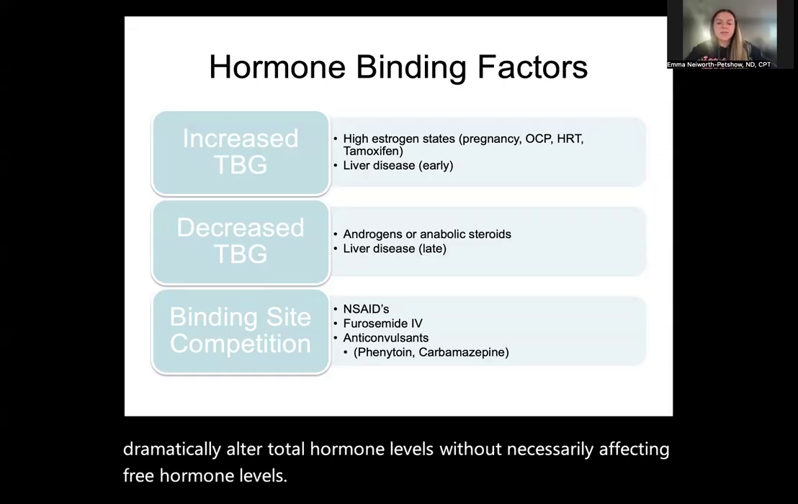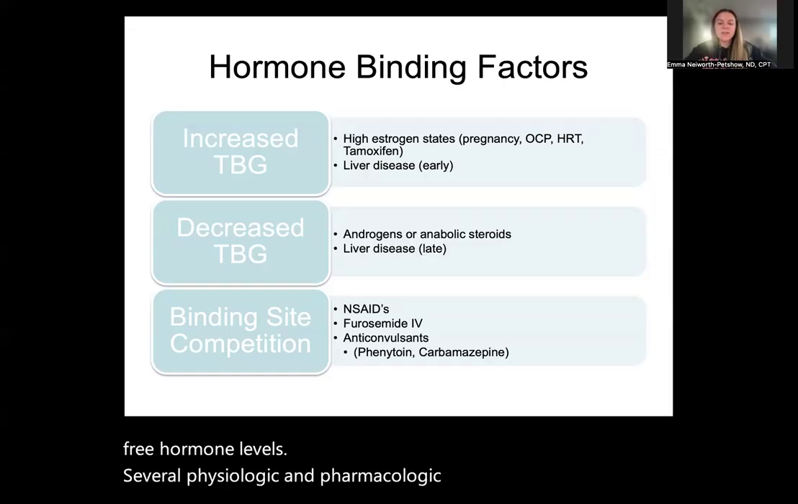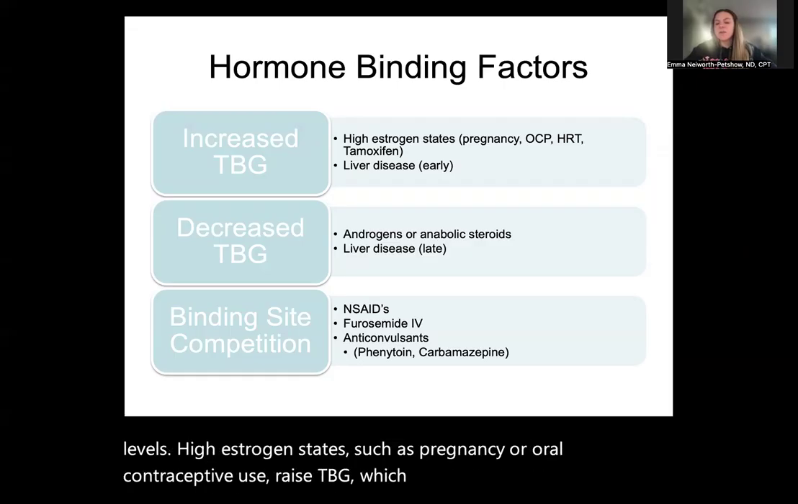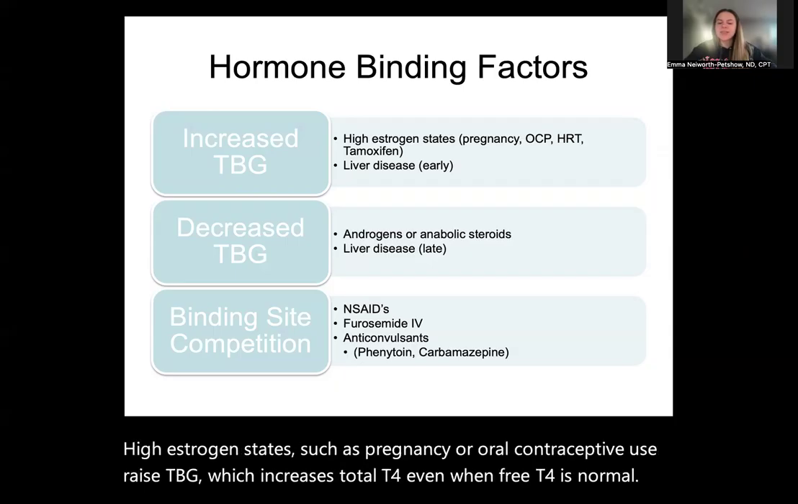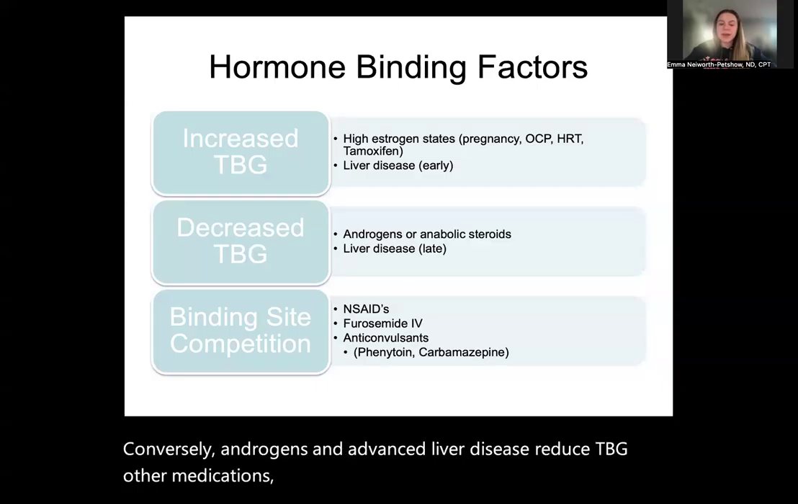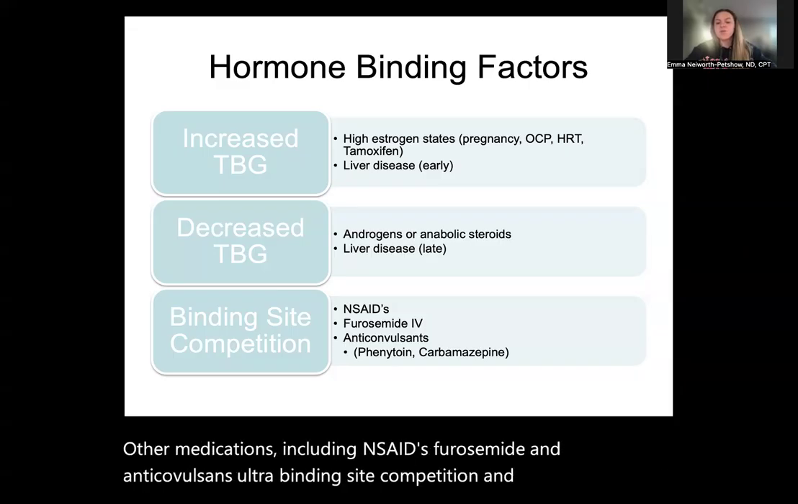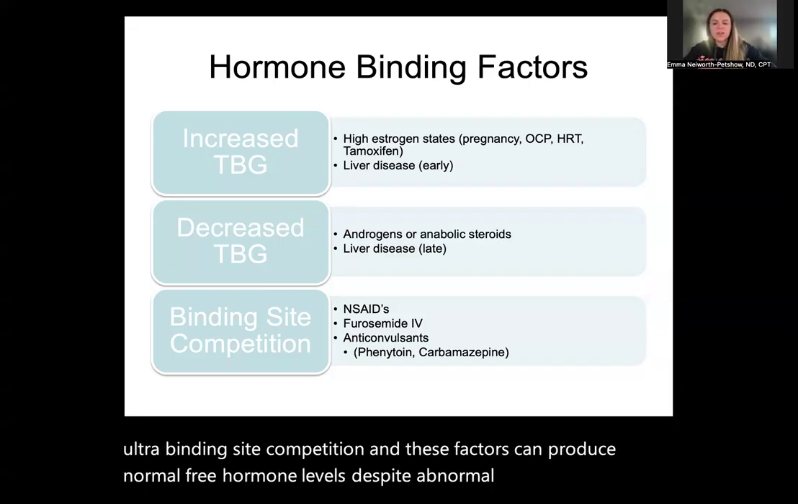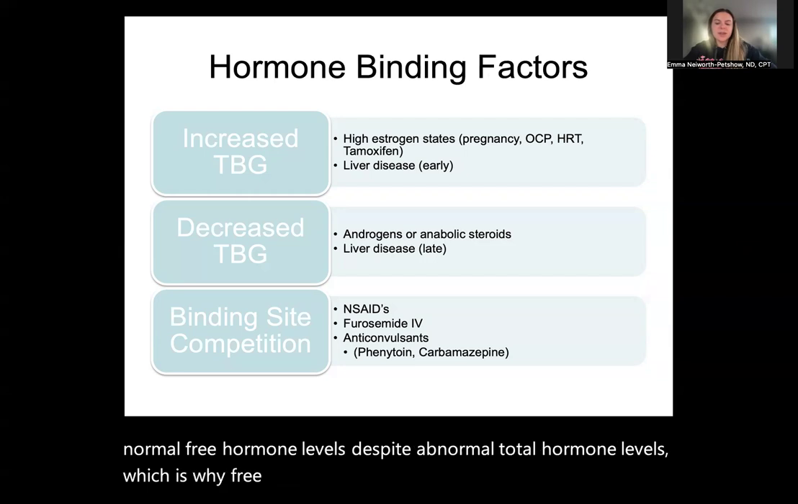Several physiologic and pharmacologic factors influence TBG levels. High estrogen states, such as pregnancy or oral contraceptive use, raise TBG, which increases total T4 even when free T4 is normal. Conversely, androgens and advanced liver disease reduce TBG. Other medications, including NSAIDs, furosemide, and anticonvulsants, alter binding site competition, and these factors can produce normal free hormone levels despite abnormal total hormone levels, which is why free T4 and free T3 provide a better diagnostic perspective.